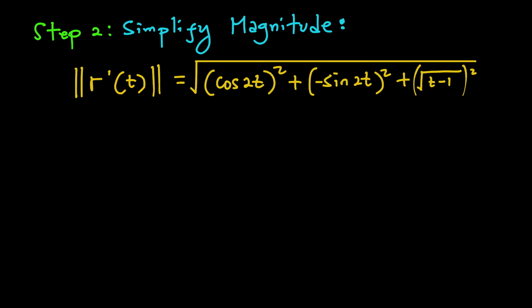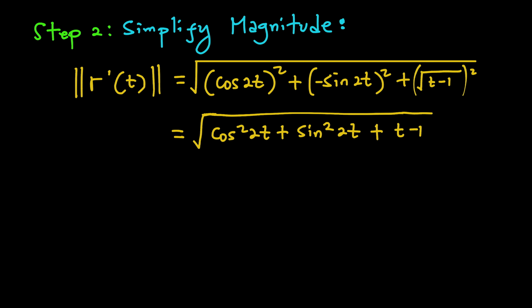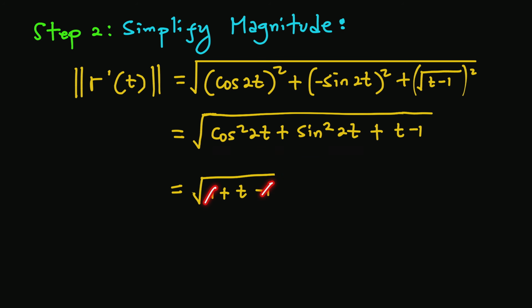For step 2, we need to simplify the magnitude. Based on our previous calculation, this gives us this one. So the first component of our r prime, second component of r prime, and the third component of r prime of t. Now, you may notice that you can simplify this into something like this. Cosine squared 2t, sine squared 2t, and this one should cancel out the square root. That's why you will have t minus 1. And based on an identity, this one is simplified to 1. It cancels out 1 and negative 1. This gives us square root of t, so equal to t to the 1 half.